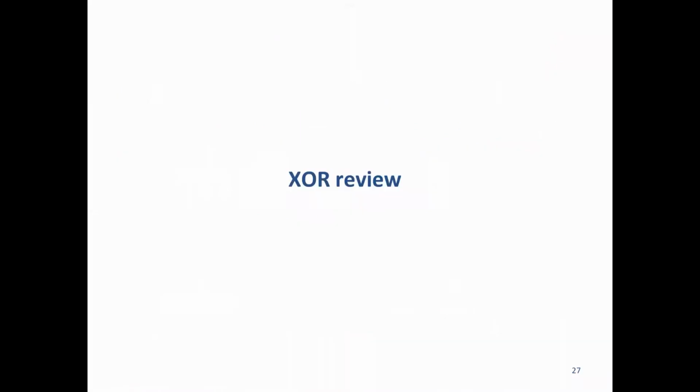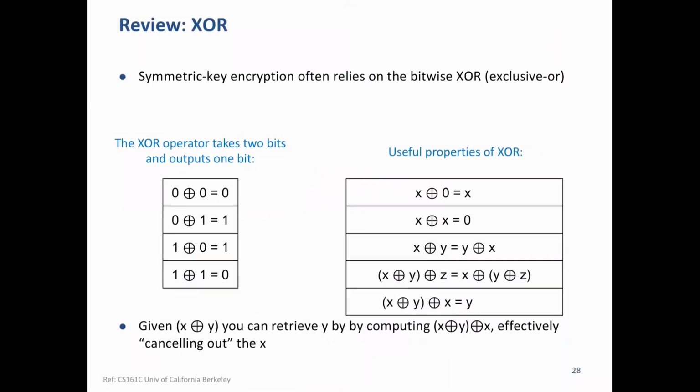XOR function, right? You know this function, exclusive OR. There are two inputs, and if they differ, that is, one is 0 and the other is 1, the output is 1, otherwise the output is 0. If both bits are the same, then it's 0. Okay. So what are the useful properties of XOR?